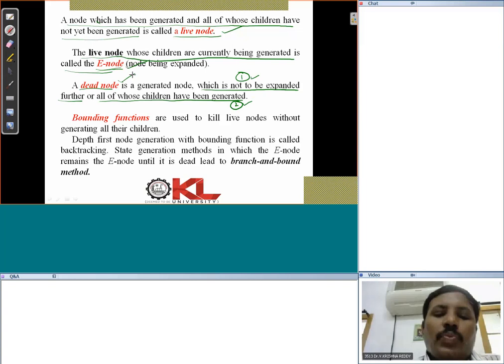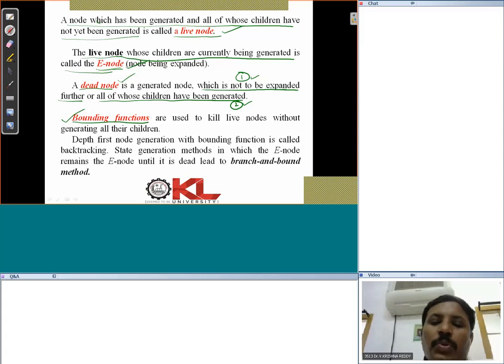Next one, last one, bounding function. The bounding function is very helpful for us to produce an efficient solution within a short time. Bounding function is nothing but a function or condition. We have to specify for a particular node: is it possible to reach the answer node from this node or not?